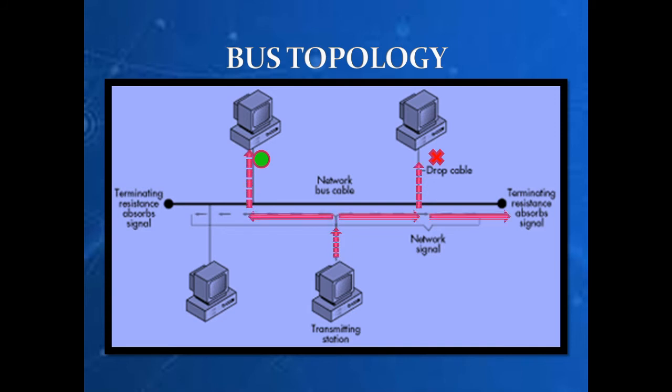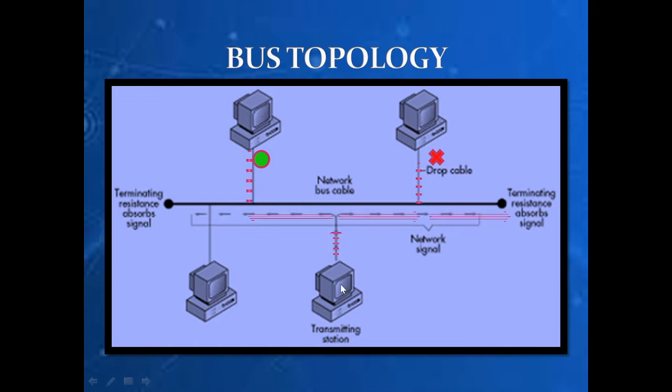Suppose this is the transmitting station. Suppose this one wants to send the data to this particular computer. Now how data transmission takes place in bus topology, let me explain to you. So it will send the data and the data will travel in both directions, in the left side also, in the right side also. If you can see the diagram clearly, we have two terminators at the end of the bus. I will explain what the use of these terminators is.